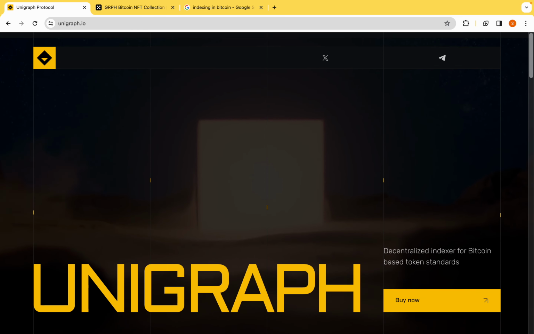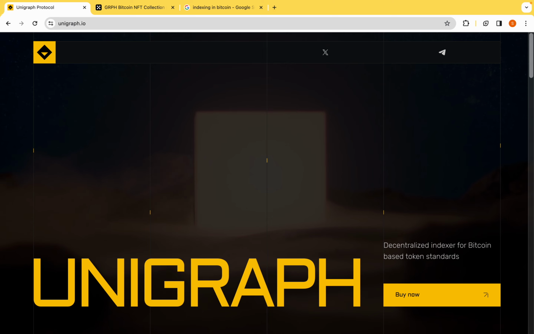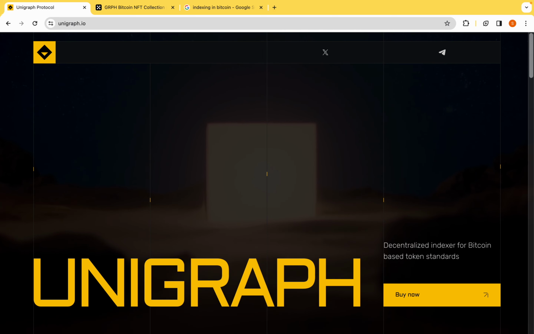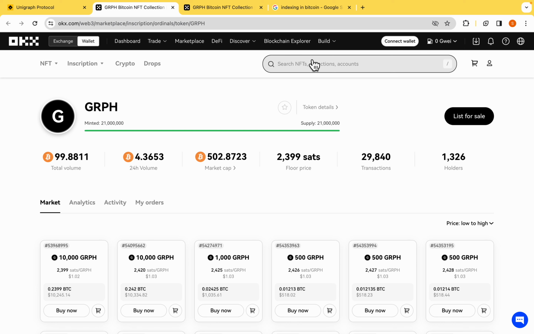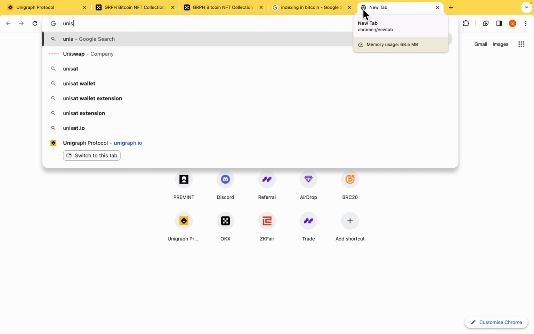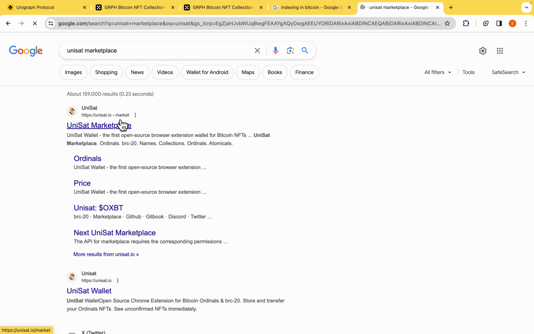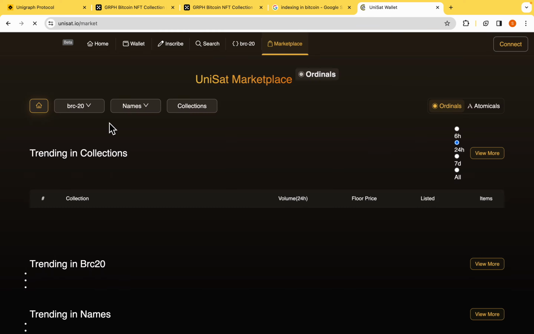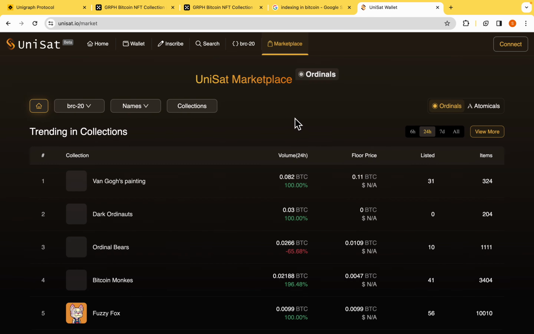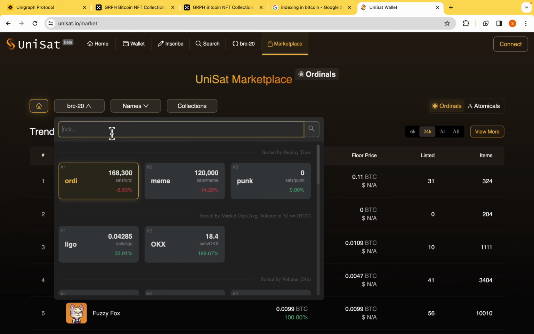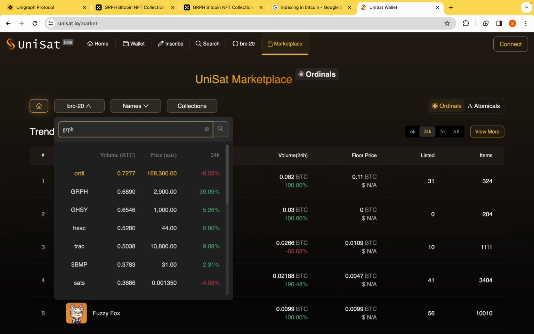Now, this is the landing page of the Unigraph Protocol website. Here you can see where to buy the Unigraph Protocol. You can click here and go to the OKX marketplace. You can also buy graph token on the Unisat marketplace. To access the Unisat marketplace, you can click on Unisat marketplace. You go to your Google, then you can go to the Unisat marketplace. You can search for BRC20, then you can search for GRPH, which is the graph token.